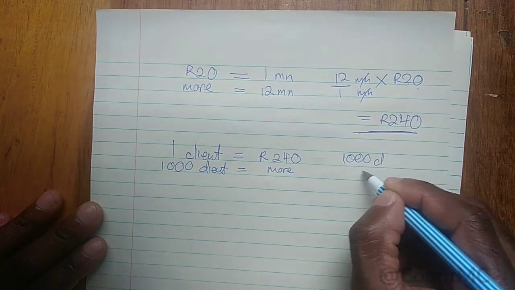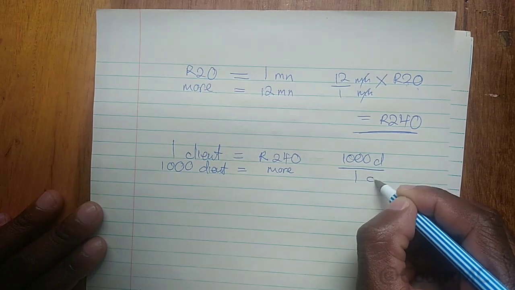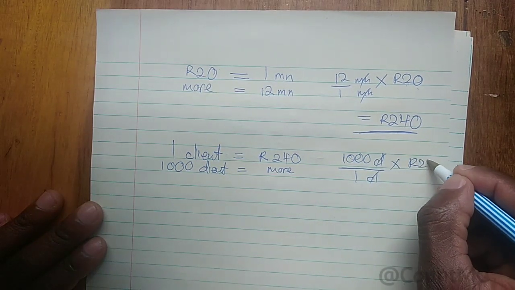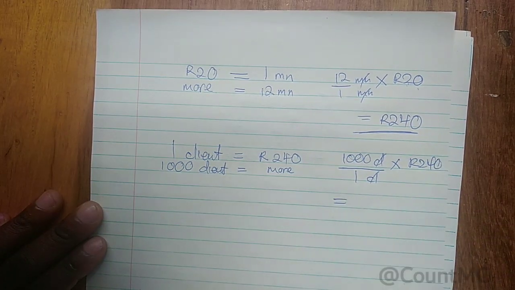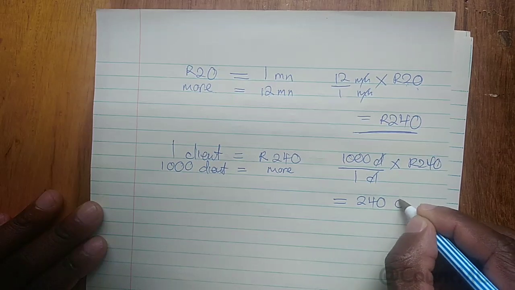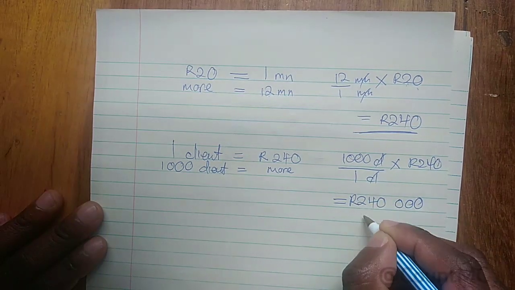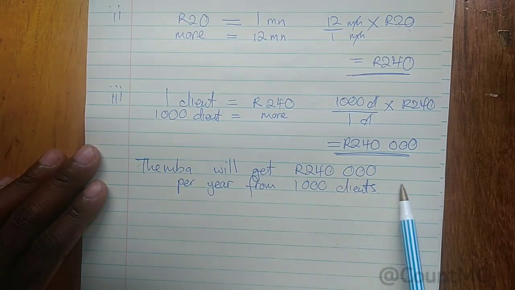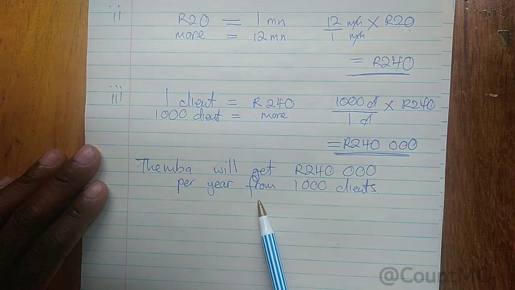1,000 clients over one client. Client will cancel. Multiplied by 240 Rands. This will be 240,000 Rands. So Temba will get 240,000 Rands per year from 1,000 paying clients.